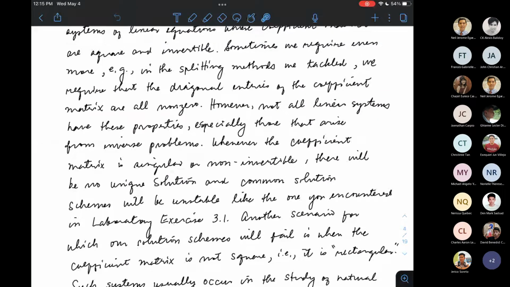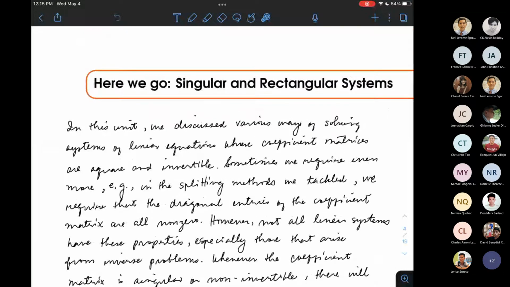All right. So yeah, let's move forward and look at ways on how to solve rectangular systems. Okay. Now, I started here by saying na hindi lahat ng mga linear systems ay n by n or nagre-result sa isang coefficient matrix na n by n. There are what we call underdetermined and overdetermined systems.